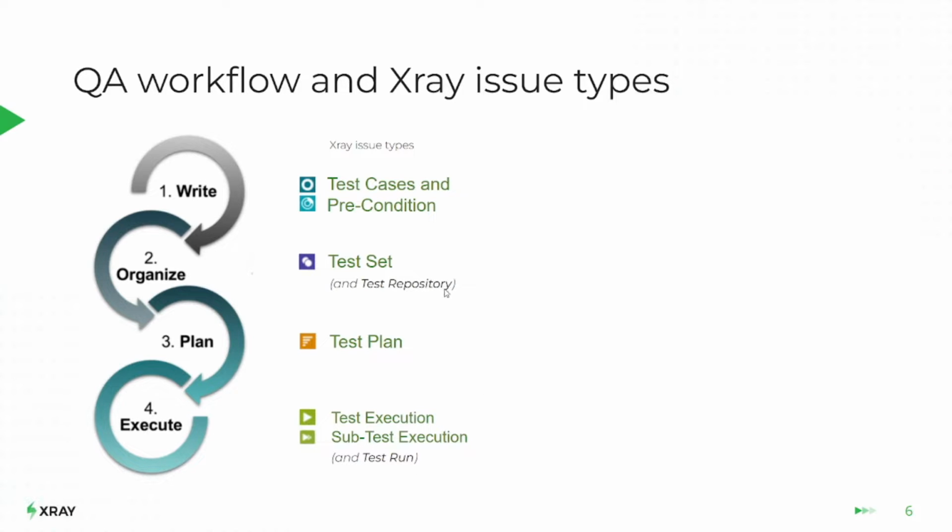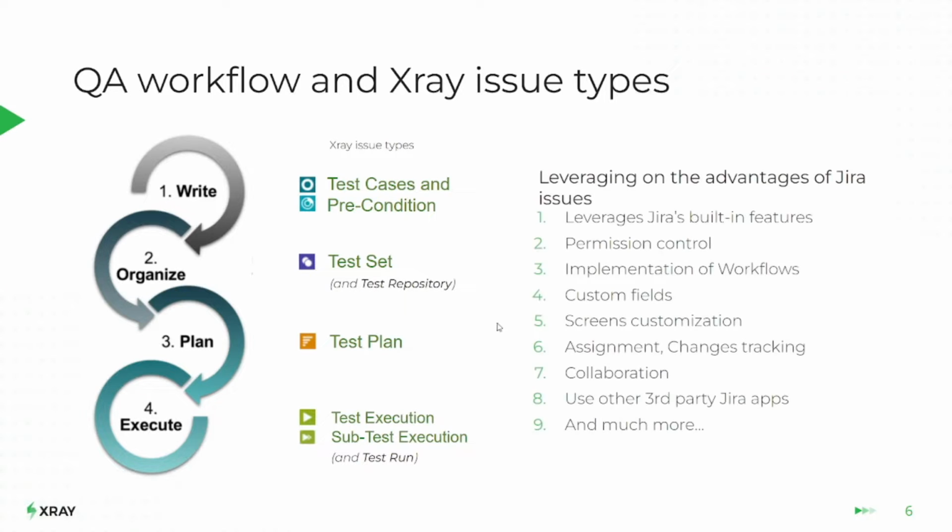Now, all of these, with the exception of test repository and test run, are in fact also Jira issues. This means that you get all the already great features that Jira already provides you with. For example, if you want to implement some type of access control, that's done with Jira permission schemes, and you do that as you would for any other type of Jira issue type. Maybe you want to implement some specific workflow. That's also done at the Jira level. And since these are also Jira issue types, you would do that operation as you would for any other type of Jira issue type.